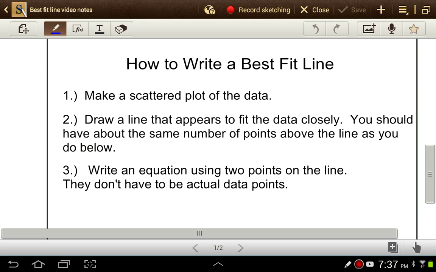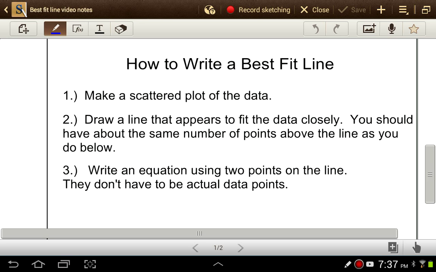So you're going to draw a line that appears to fit the data closely. Alright, so you kind of got to guess. You should have about the same number of points above the line as you do below the line. So when you're drawing your line, you kind of want to try to find it so that the points are split along that line. And then you want to write an equation using 2 points on the line.